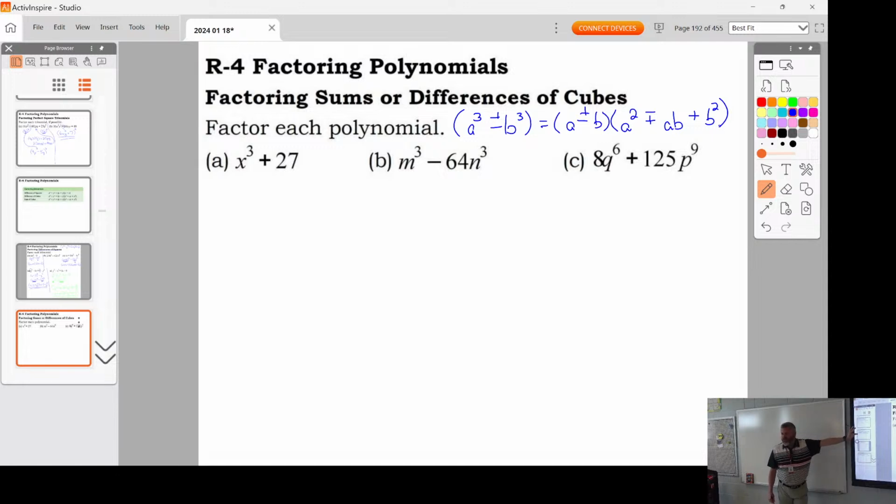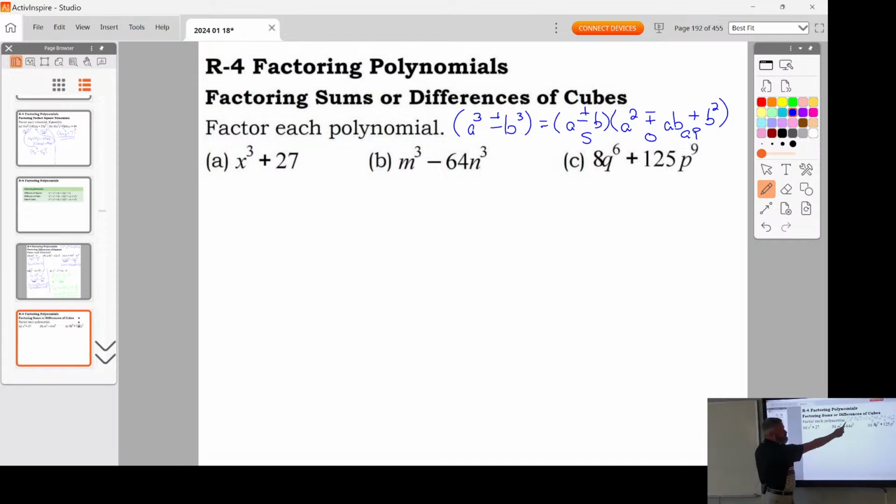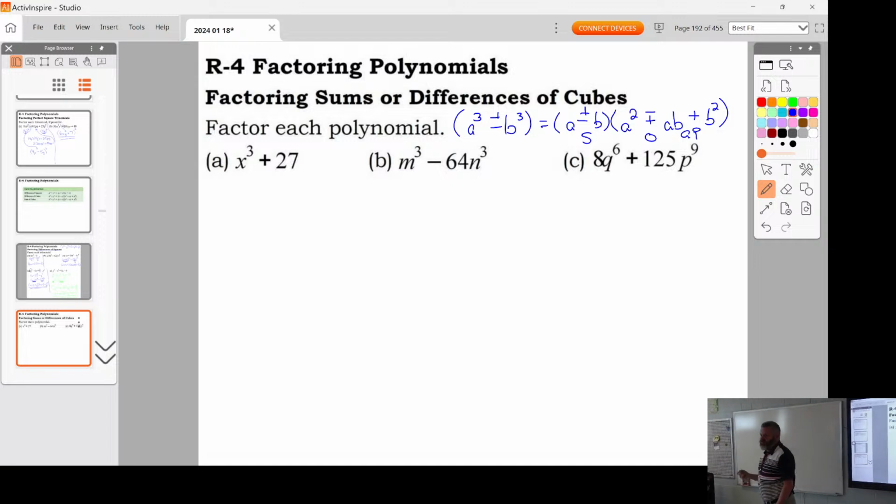And y'all remember what we used to remember which sign goes first? 4-letter word. Girls know the word better than boys, especially in high school. Soap. What that tells me is when you're factoring a sum or a difference of cubes, the first sign is always the same. Plus goes with plus, minus goes with minus. The second sign is always opposite. Plus goes to minus, minus goes to plus. And the third sign is always plus. Soap. Okay.